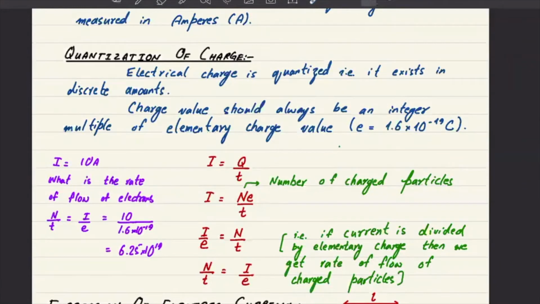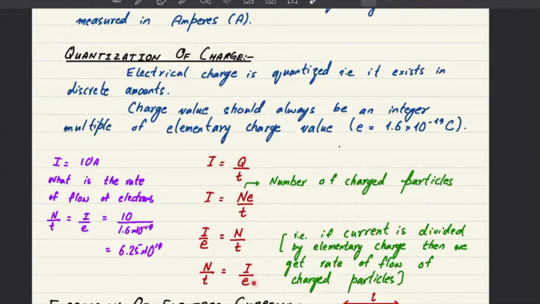All right, great. So guys, I've just done a bit of a rearrangement. I've put the elementary charge on the other side, and I have written out N upon T equals I upon E. So this N upon T is the rate of flow of electrons, and that's equal to I over the elementary charge value. So be prepared for it. Sometimes the examiner gives you the electrical current, and asks you to find the rate of flow of electrons.